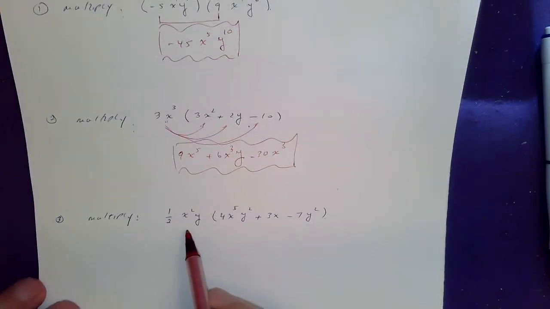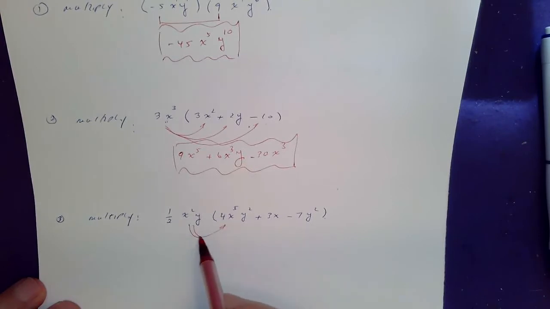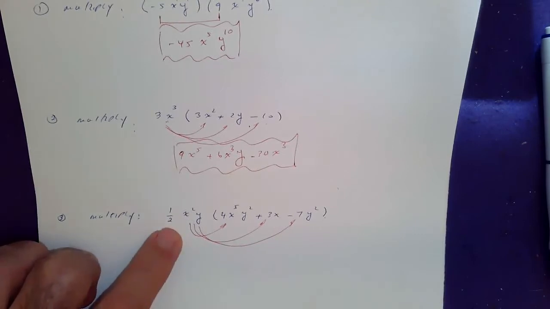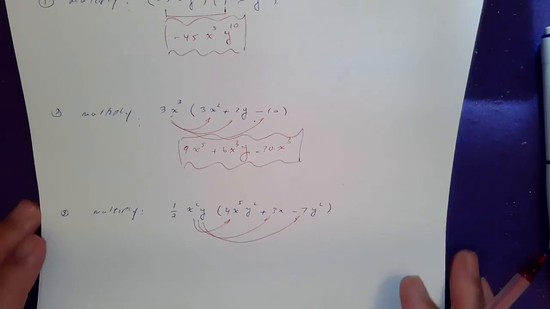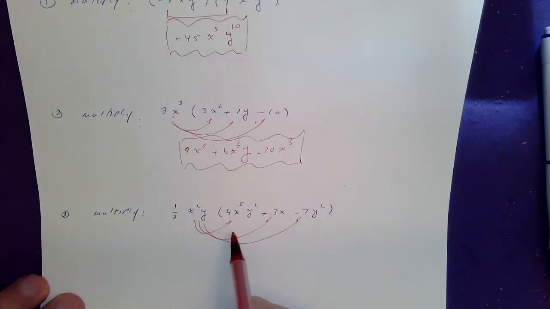This guy is also monomial times trinomial. Then again, we distribute. However, I have a fractional coefficient. So don't panic. There is no need for LCD. LCD is only when you add or subtract fractions with unlike denominators. For multiplication and division, I don't need LCD.